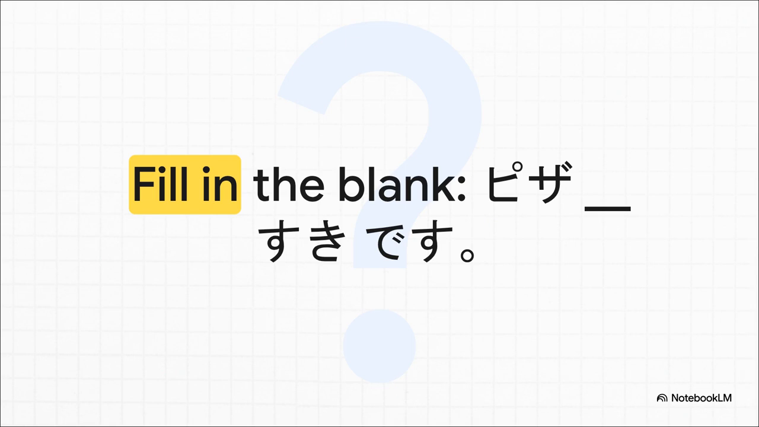Now, this one's a tiny bit different, so pay attention. The first sentence is pasta ga suki desu. I like pasta. You see that? It's using the particle ga, not wa. So, with that in mind, how would you say I like pizza too? What goes in that blank?